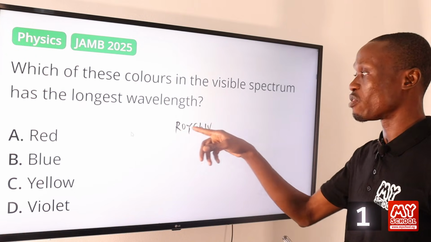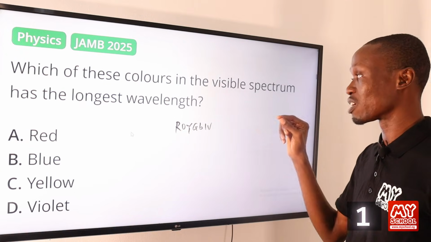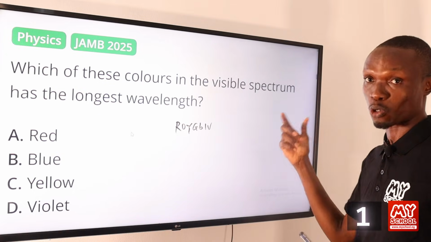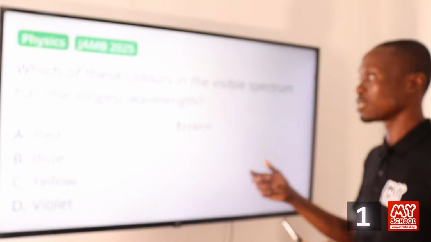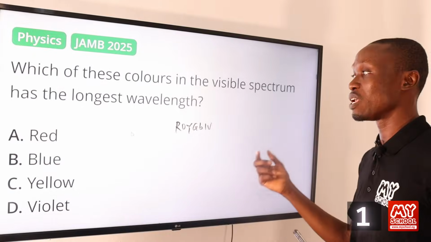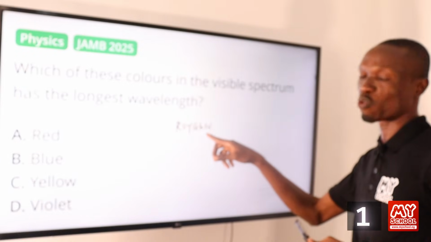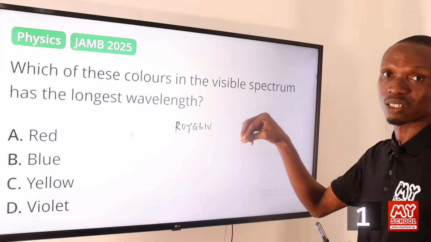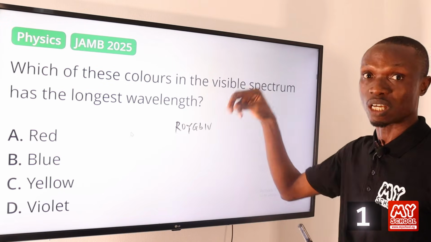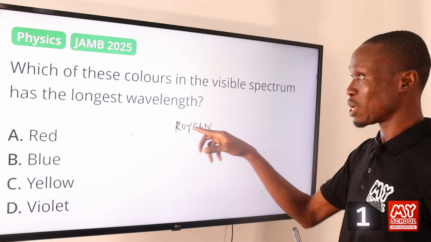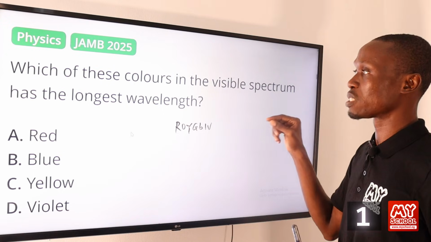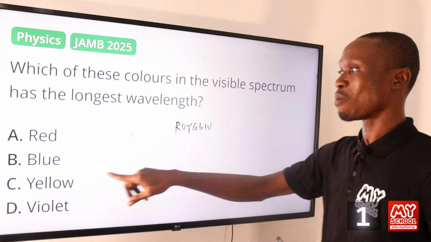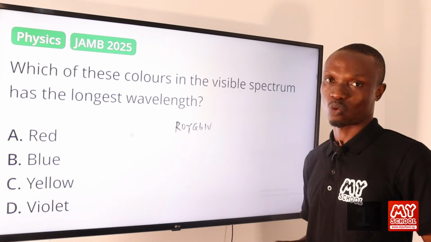And this is actually the arrangement of the colors in order of increasing frequency. But remember that frequency is inversely proportional to wavelength, meaning as frequency is increasing, wavelength is decreasing. So this arrangement is showing that frequency is increasing, meaning that in the reverse arrangement, frequency is decreasing, from the highest to the lowest. So based on this, the color with the longest wavelength is the first letter, R, and that is red. So that makes option A the correct answer to this question.